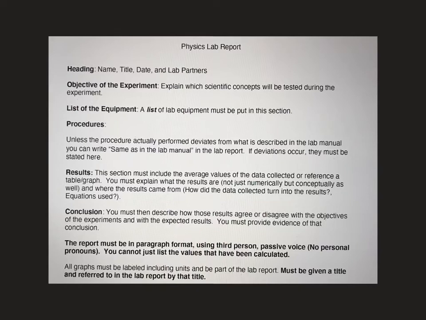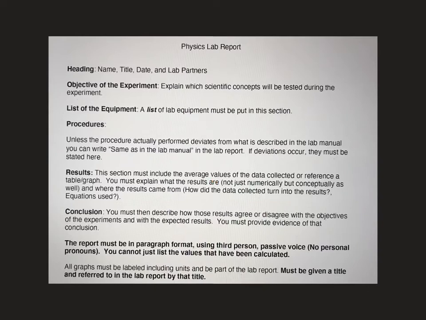The next part is the results section. This is where you will first reference the data that has been collected. You should indicate what actually was happening in the lab. And then you'll reference either a data table or a graph where the data is located. So you do not need to list out all the data in this section. It should either be in a table or a graph, usually a graph in this course. You then must explain what the results are.